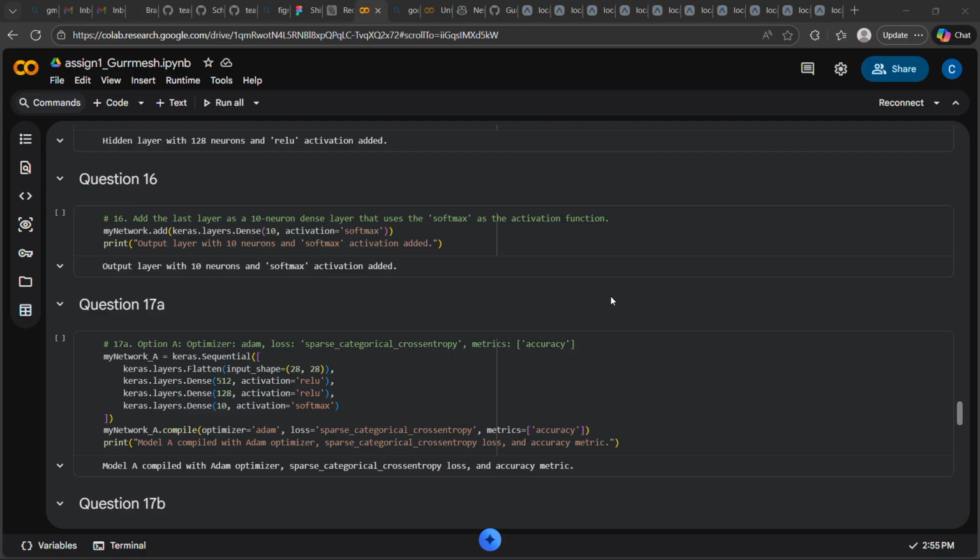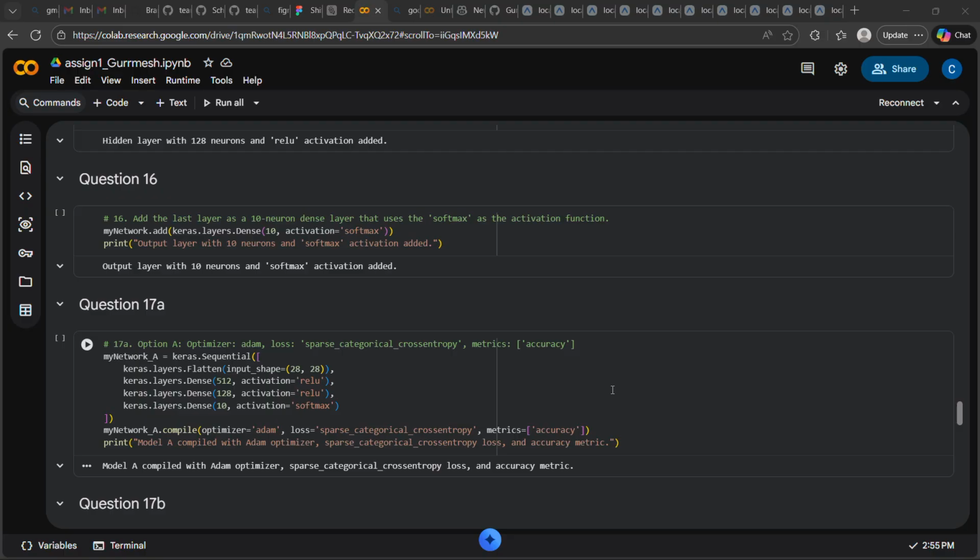Question 16, adding the output layer and softmax explanation. The final layer is a dense layer with 10 neurons corresponding to our 10 fashion categories. It uses the softmax activation function. Softmax is used in the output layer for multi-class classification problems. It takes a vector of arbitrary real-valued scores, logits, and transforms them into a probability distribution.